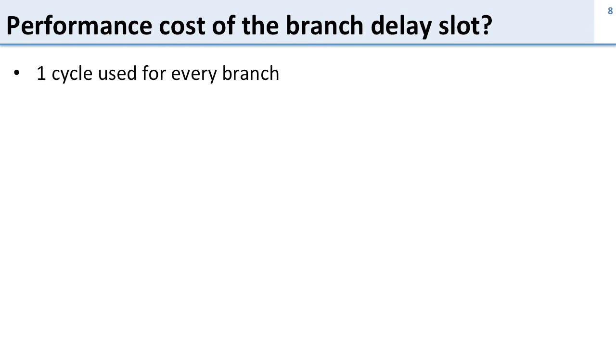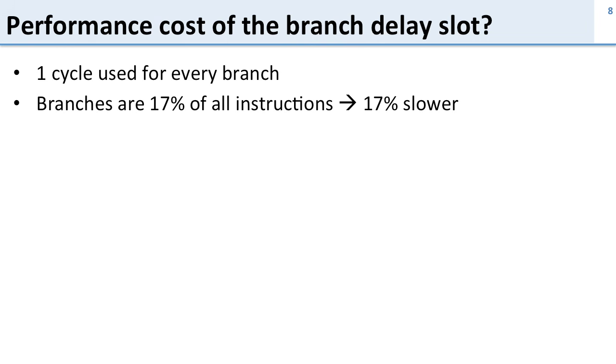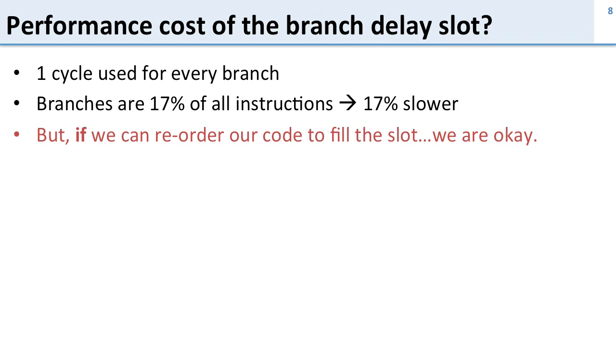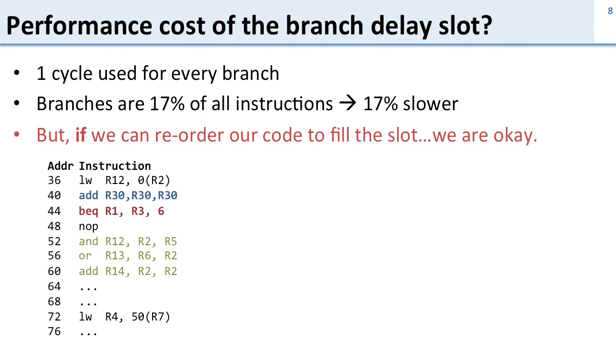That's the branch delay slot. Branches are 17% of all our instructions, so we're going to have an extra cycle for every branch. We're going to be 17% slower. Now that's not so good, but if we can change our code around, that is reorder our code to fill the branch delay slot, then we won't have this performance penalty. So let's take a look at an example of doing that.